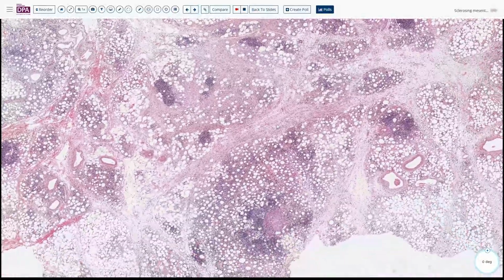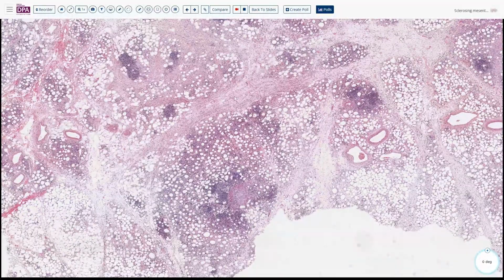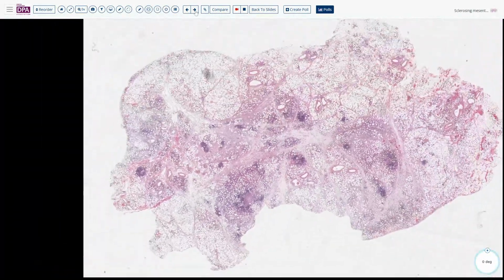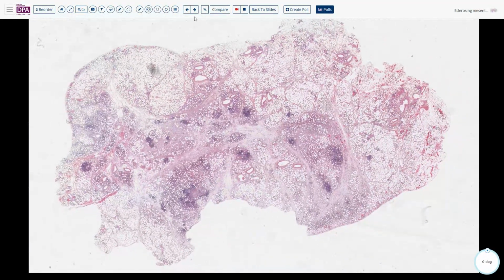I think in the proper clinical setting, we can make that diagnosis of sclerosing mesenteritis. So this is one example of this entity. I've never seen one.